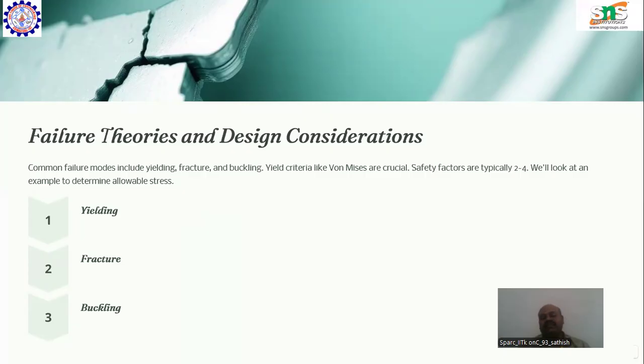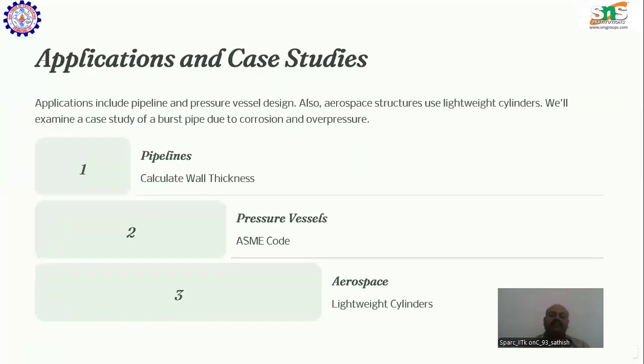Yielding is nothing but extension of length, fracture is nothing but breakage of fiber, and buckling is the load combined with compressive stress happening in the joint. And these are the three failure theories considered in thin cylinders.